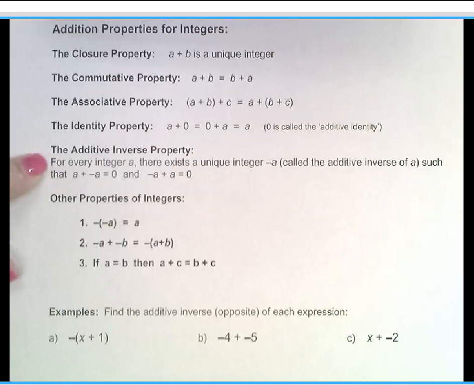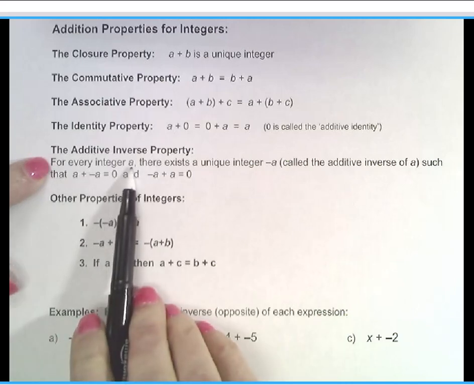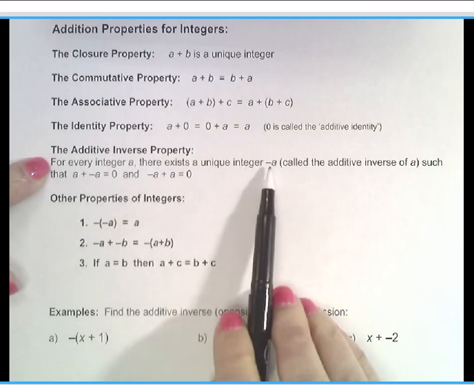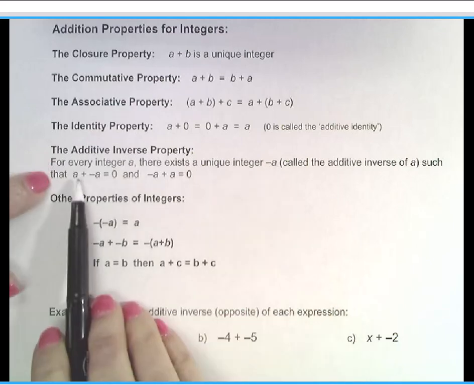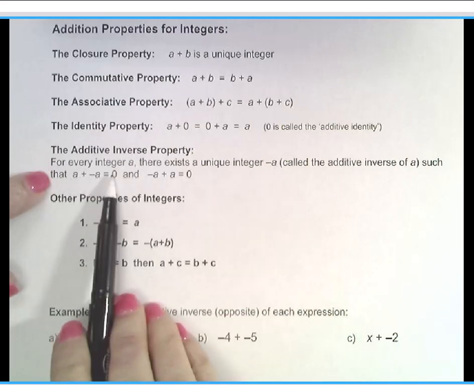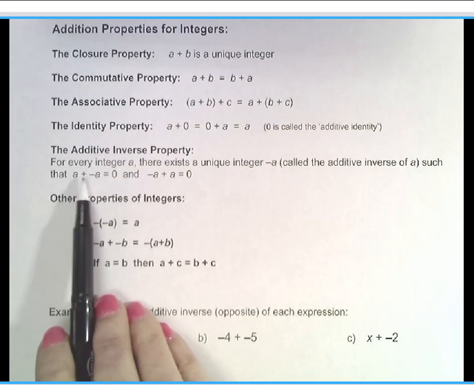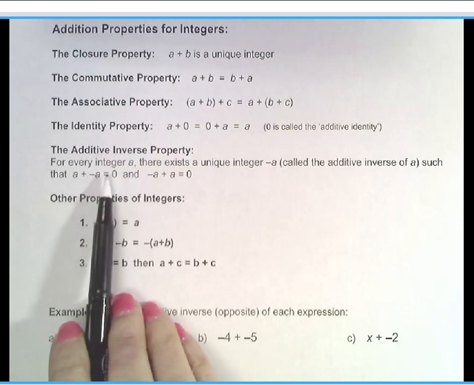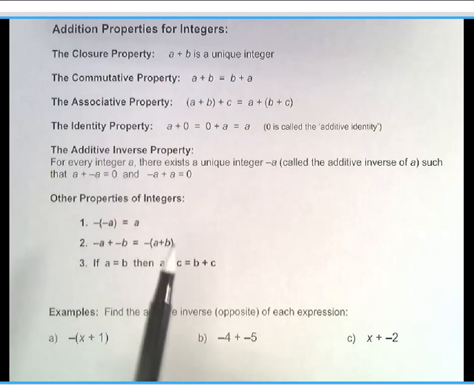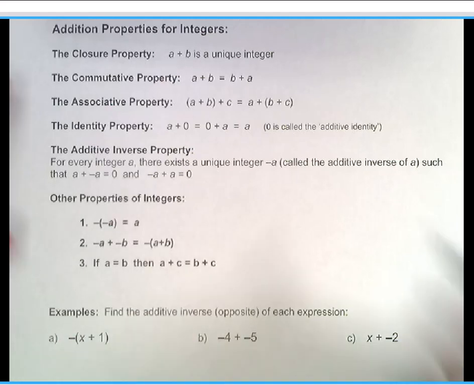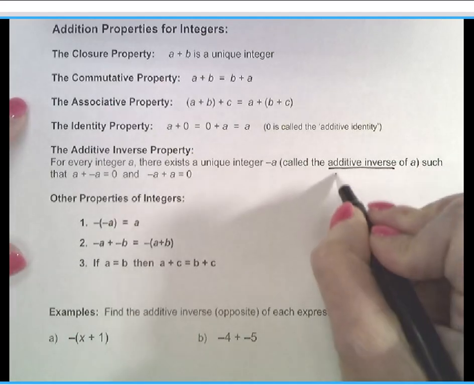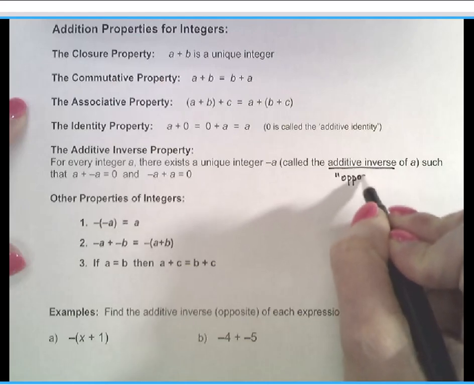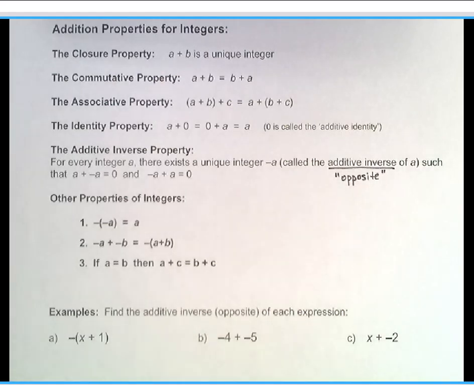Then we have the additive inverse property, which is basically another way to say opposite. So for every integer a, there exists a unique integer, negative a, such that a plus negative a is 0. Well, if you take a number and you add its opposite, you get 0. They're just calling the opposite the additive inverse. That's the fancy name for it, but I'll put here it's also called the opposite.